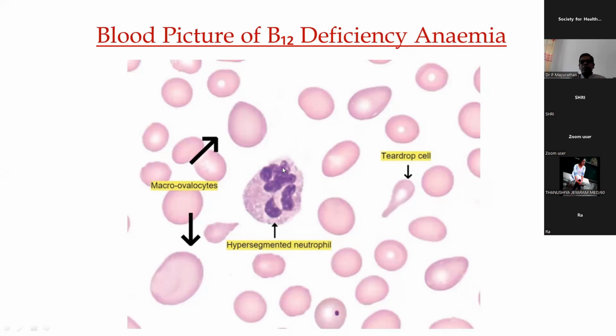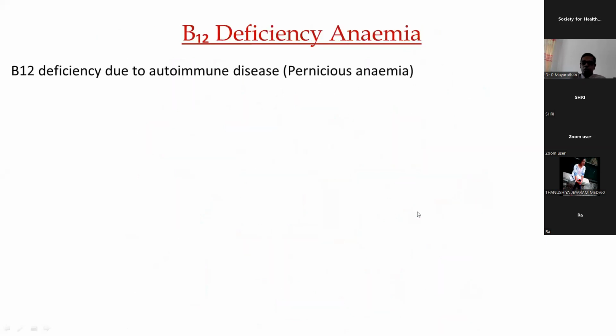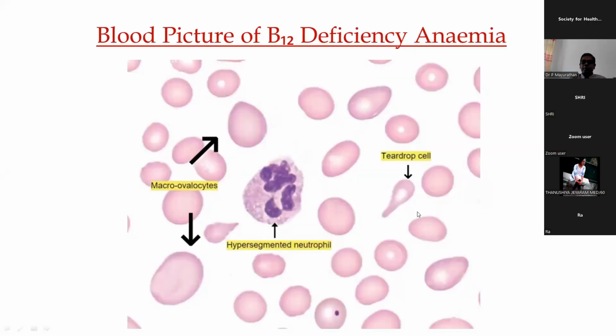And the other specific feature is the hypersegmented neutrophil. Okay, and there may be teardrop cells, one or two, but don't worry too much about that. So these two are the very specific features for B12 deficiency anemia: one is the oval macrocytes and the other the hypersegmented neutrophil. And most of the time in the exam paper, especially if you are doing a postgraduate exam, they might ask you to list at least 3 or 4 features of this blood picture.